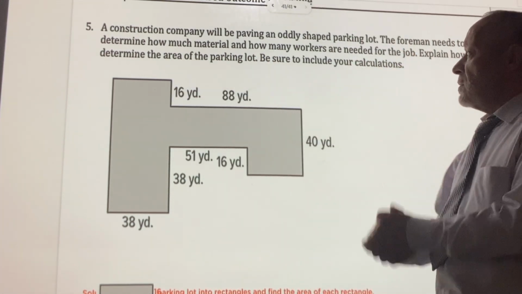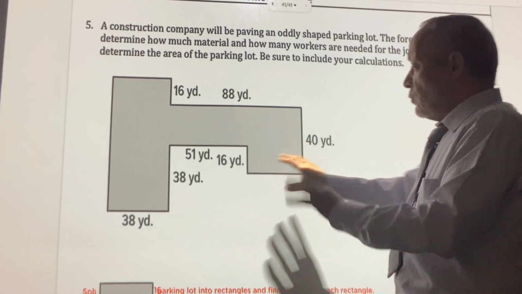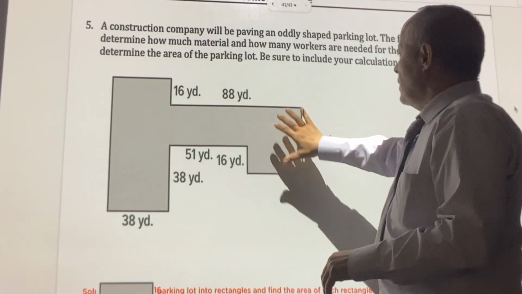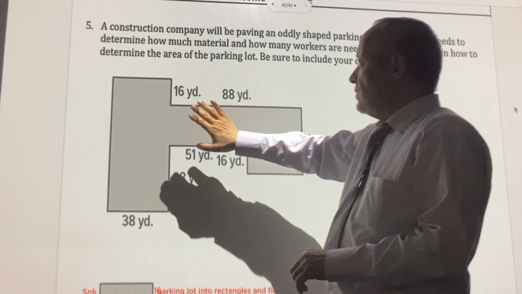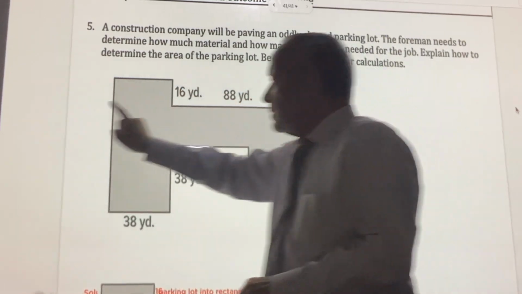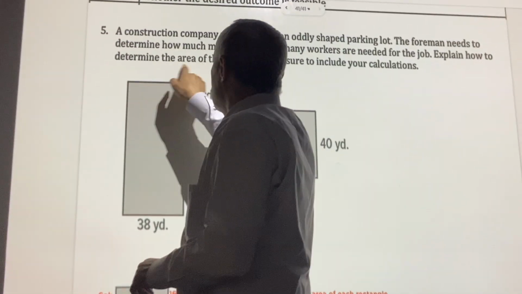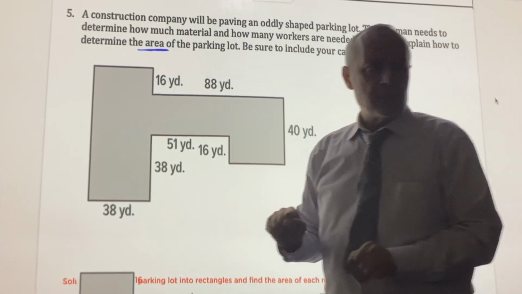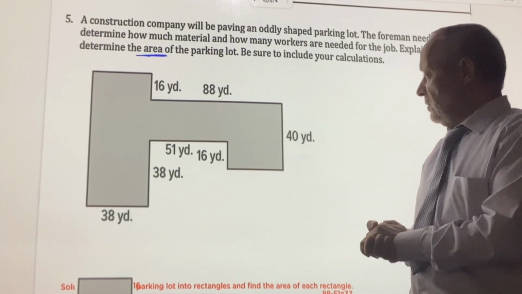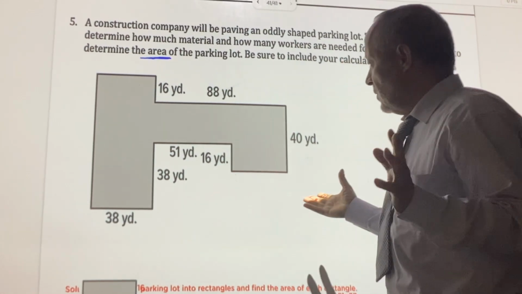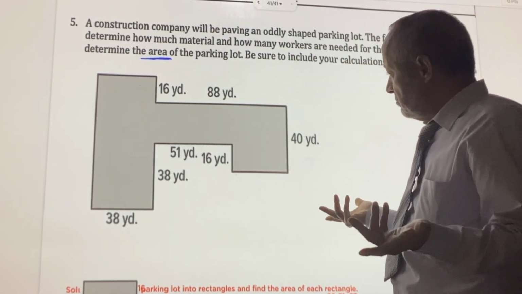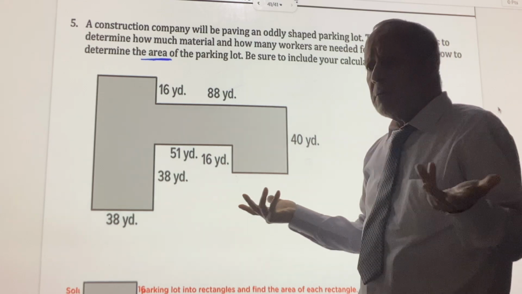Good. So, in this problem, we have this parking lot, and we are required to find this information: the area. We need to find that area. Can you see this shape? Yes. What do you call this shape? You call it a rectangle?